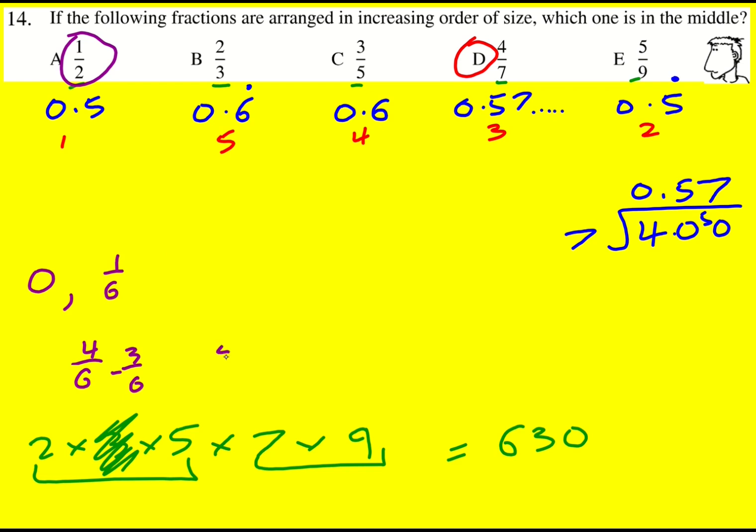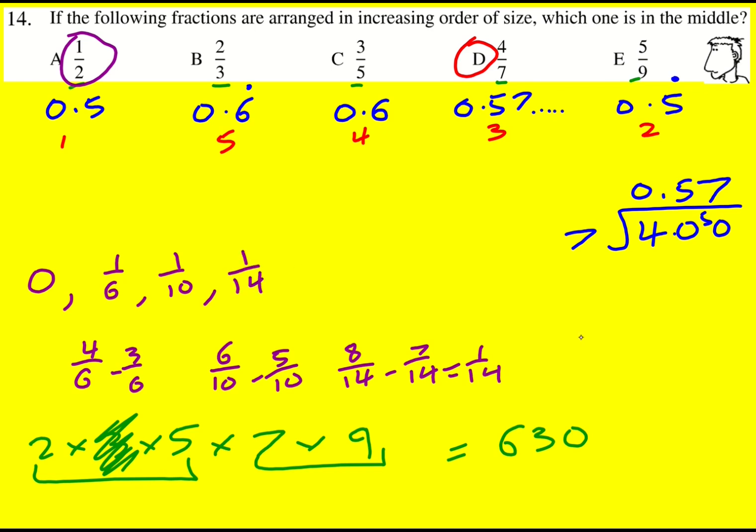3/5, we can do 6 over 10 minus 5 over 10 to work out how far it is above a half. It's going to be 1 over 10. 4/7, we'll go with 14. So 8 over 14 minus 7 over 14 gives 1 over 14. And then 5/9, we can go 18. So 10 over 18, that's my 5/9, minus 9 over 18 gives 1 over 18.